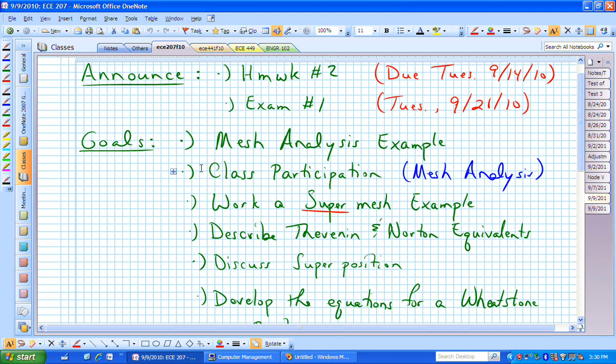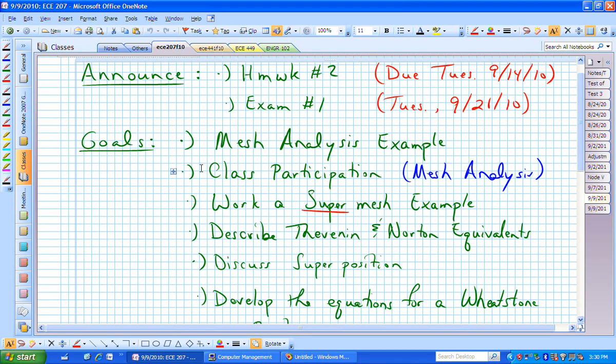Welcome back to ECE 207. We have an aggressive agenda for today. I'm not sure if we will get all the way through it, but it is required for the homework problems. I may jump out of Thevenin-Norton equivalence and get into superposition and Wheatstone bridge and then come back to Thevenin-Norton equivalence halfway through that discussion.